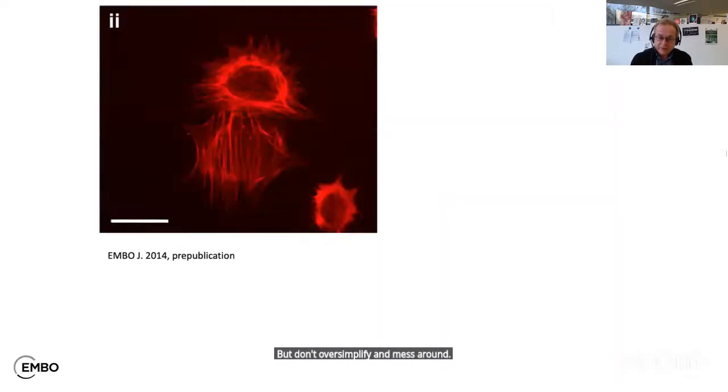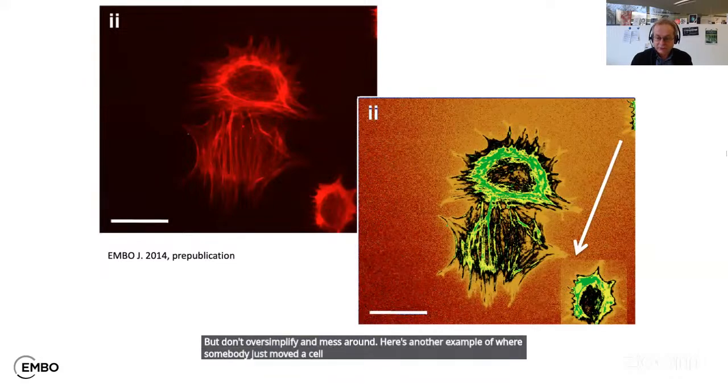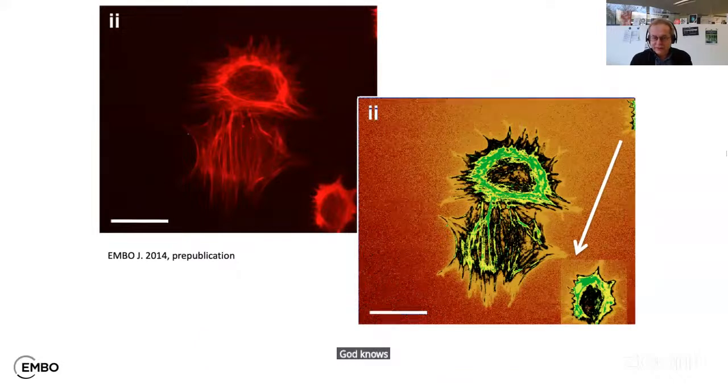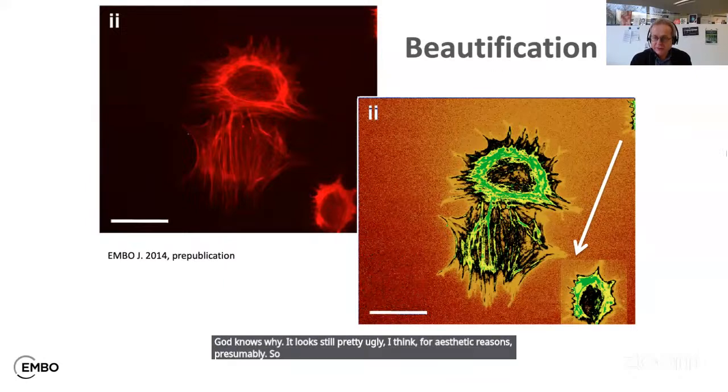Here's another example of where somebody just moved a cell from the top right to the bottom right. God knows why. It still looks pretty ugly, I think, presumably for aesthetic reasons. So we call this beautification.